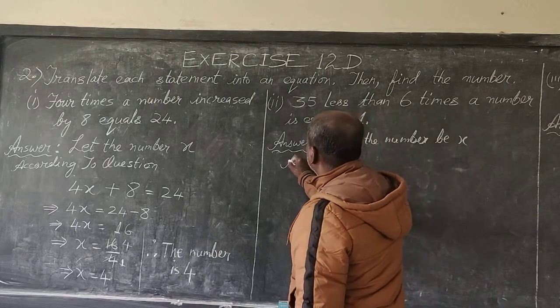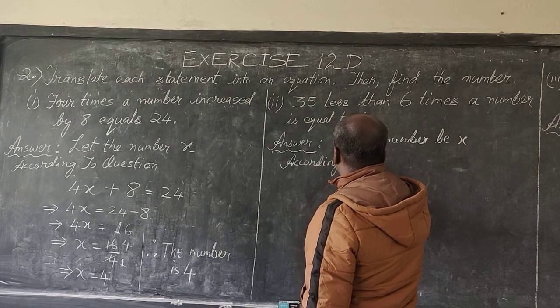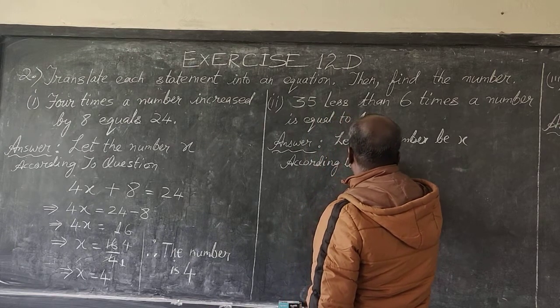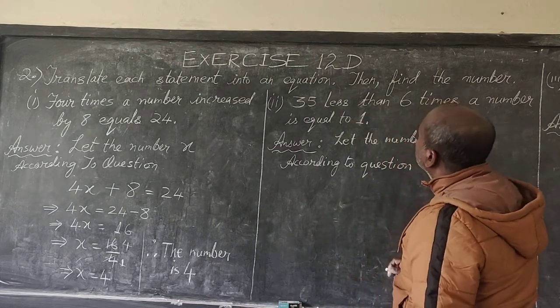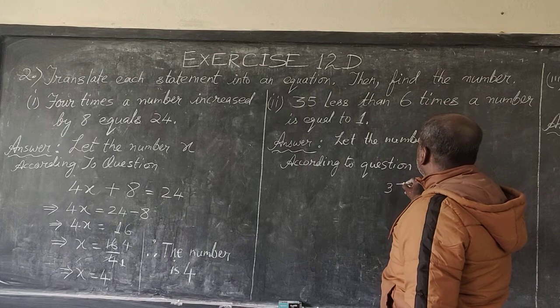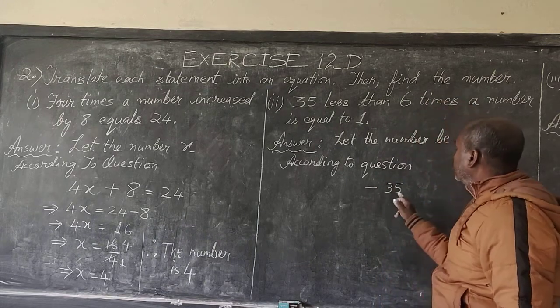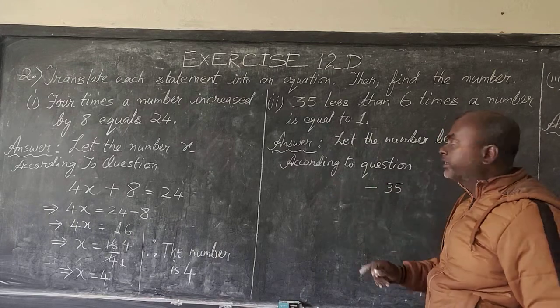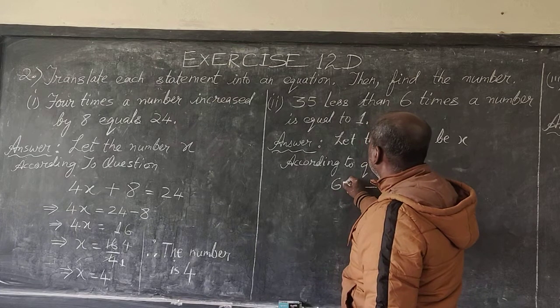So according to question, what do we have according to question? 35 less than. Be very careful here. 35 less than something. What is that something? 6 times the number.